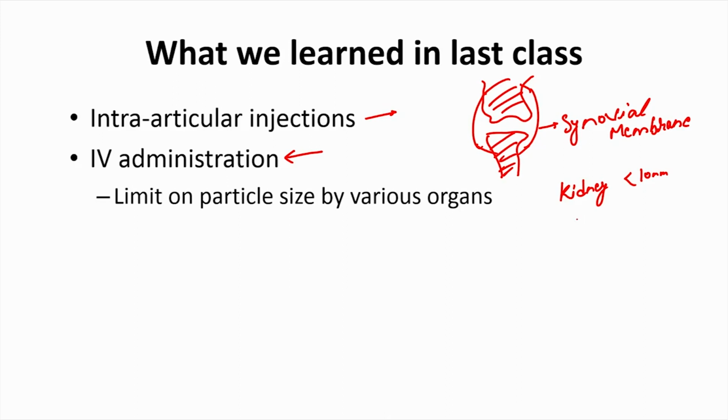Then we said that anything with size greater than 200 nanometer, the spleen will clear it away. So, you want the sizes to be below 200. Of course, the smallest blood vessel is 5 micron, so you should definitely have less than 5 micron, and then we also discussed that the liver is another major organ that is going to clear quite a lot of your big particles. So, basically you want something in the size range of 10 to 200 nanometer.